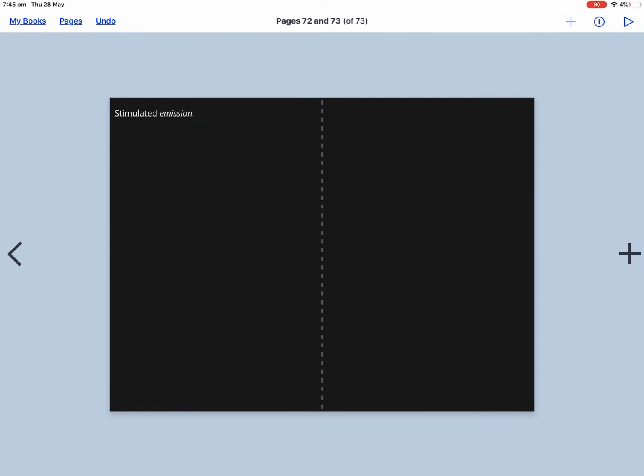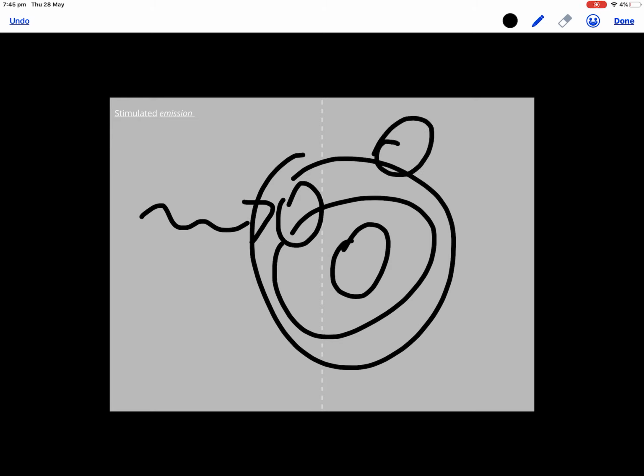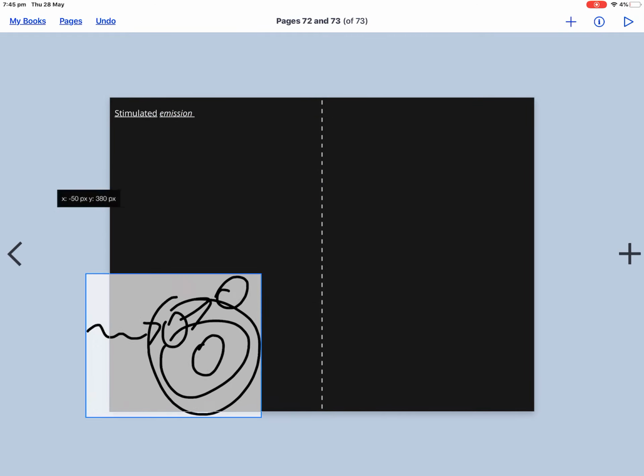So stimulated emission is when, first you need to know that when a photon comes, electrons get energy, because electrons want to get out of the ground state, because the ground state is where they have to do more work. But if they go to the excited state, they have to do less work. So when a photon comes, they get energy to move. So stimulated emission is this.